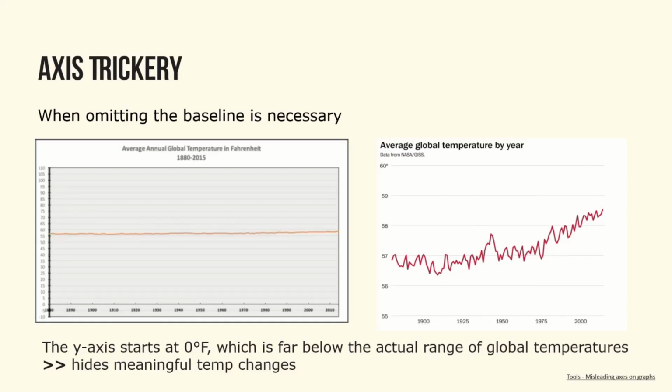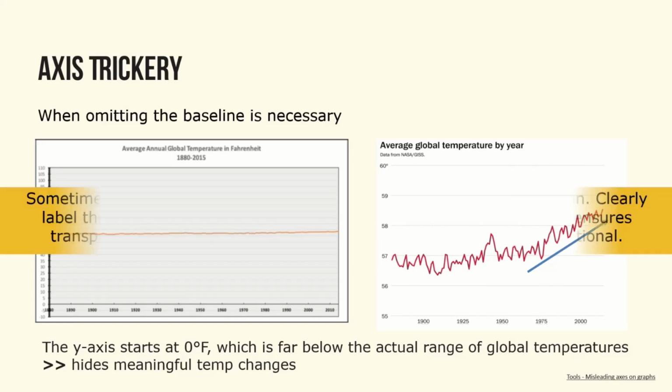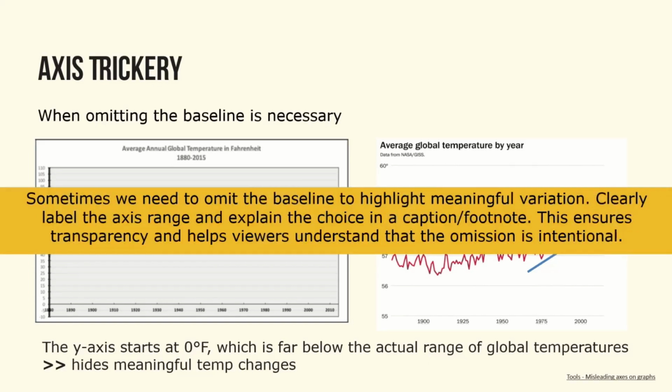But from the moment that we actually get the axis closer to the range of global temperatures, you can clearly see there is a pattern of increasing temperature. So, there is global warming. It's not like you're trying to hide it, making the line look flat. So sometimes we need to omit the baseline to highlight meaningful variation, but we still have to clearly label the axis range and explain the choice in a caption or in a footnote, because this will ensure transparency and also help your audience to understand that the omission of the baseline was actually intentional.